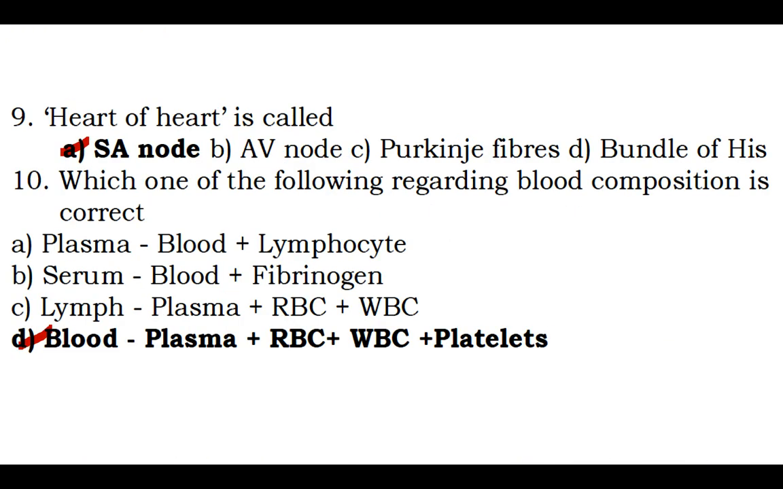Question number 9. Heart of heart is called? Option A, SA node. Question number 10. Which one of the following regarding blood composition is correct? Option B, blood, plasma plus RBC plus WBC plus platelets.